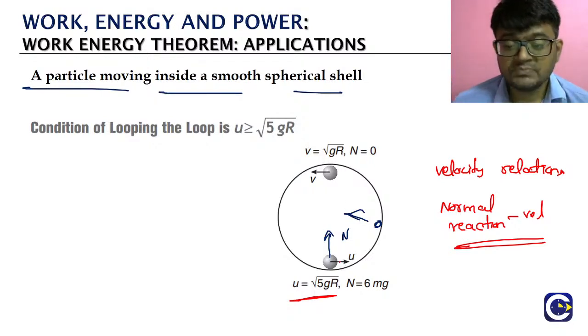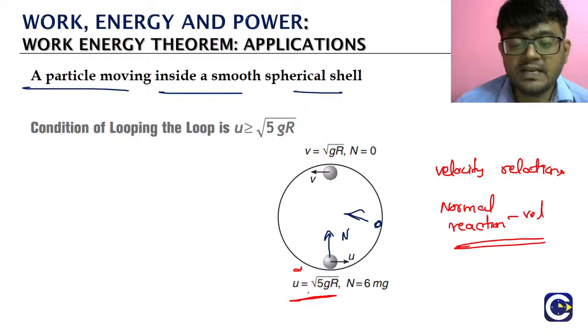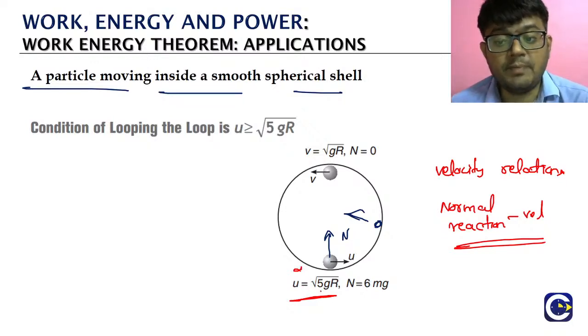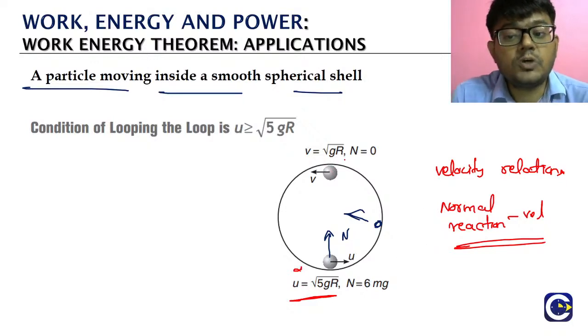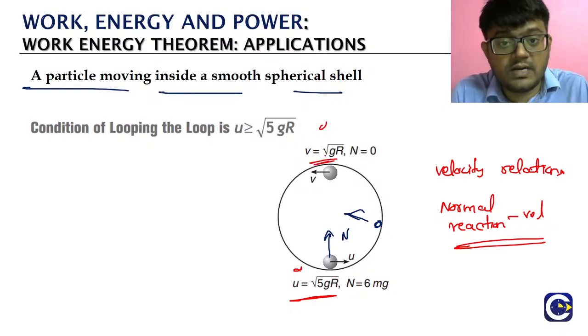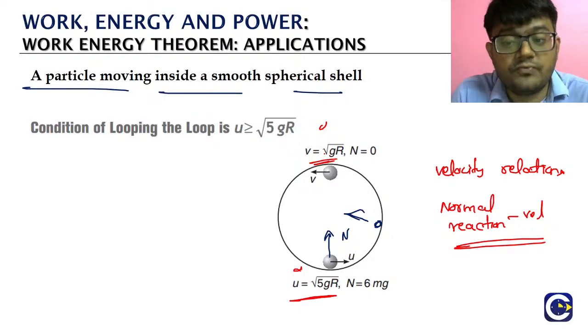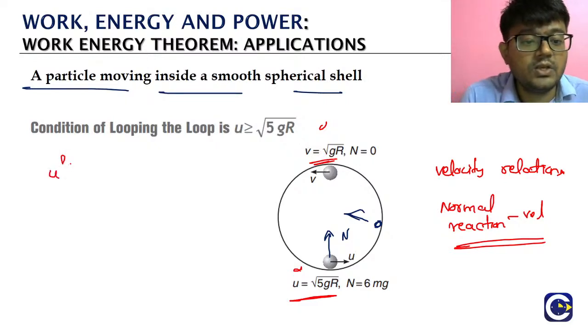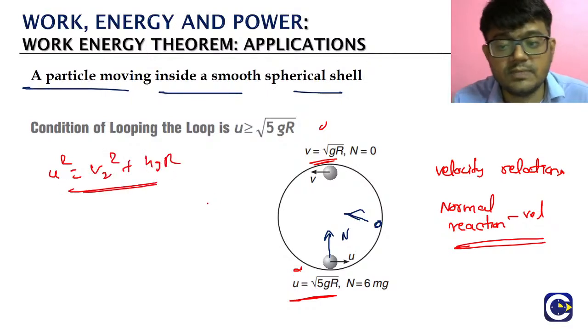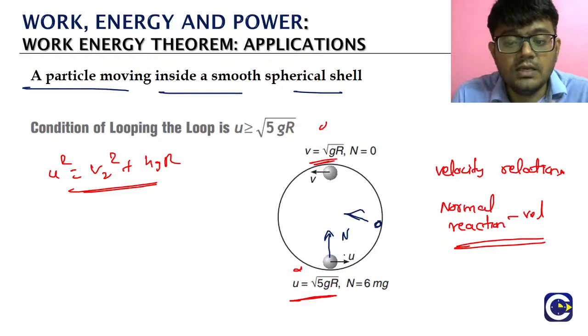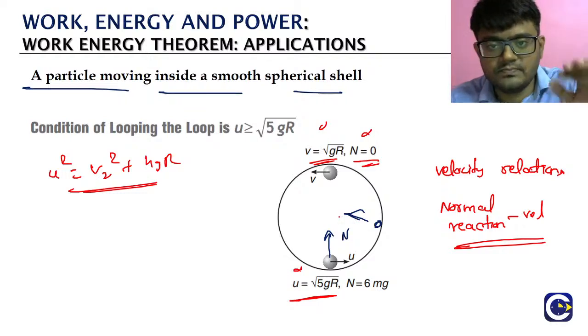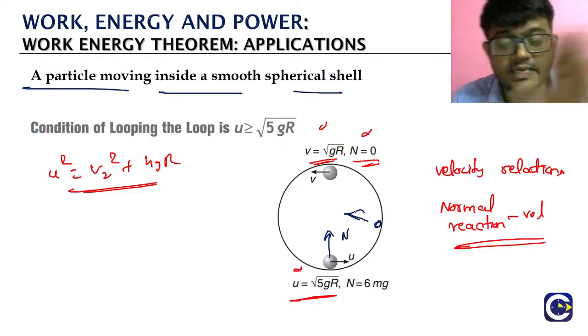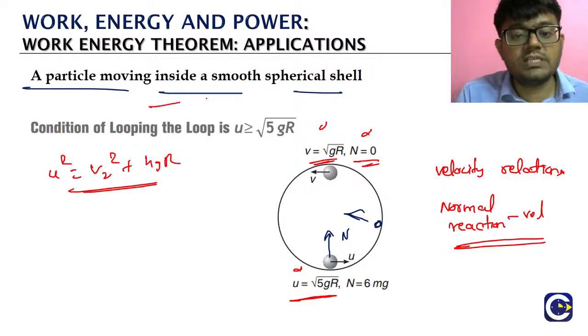இங்க பாருங்க, at the bottommost point நம்ம இந்த velocity கொடுத்தேன்னு வெச்சுக்கோங்க, exactly root 5 gr. அப்ப என்ன ஆகும், when it is going to the topmost point, அதோட velocity எவ்வளவு வரும், root gr வரும், based on our previous discussion. இது எப்படி, u square is equal to v square plus 4gr, அந்த relation பேஸ் பண்ணி. ஓகேவா? So இதுதான் limiting condition. அப்ப topmost point ல normal reaction is going to become 0. அங்க we talked about the tension, இங்க normal reaction. ஓகேவா? So this is the condition about the looping.